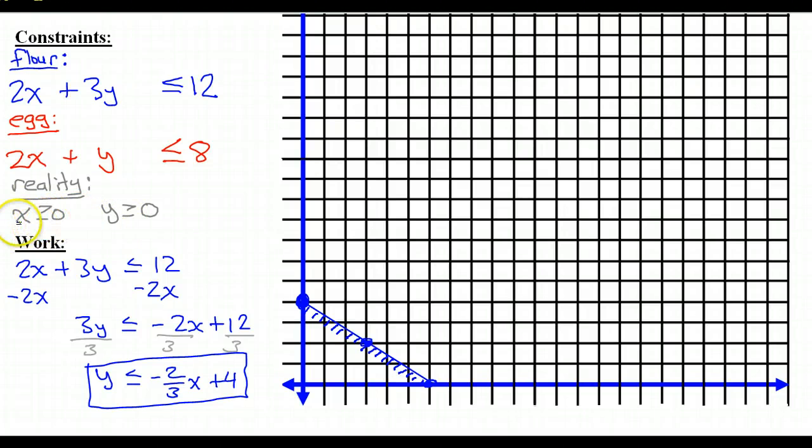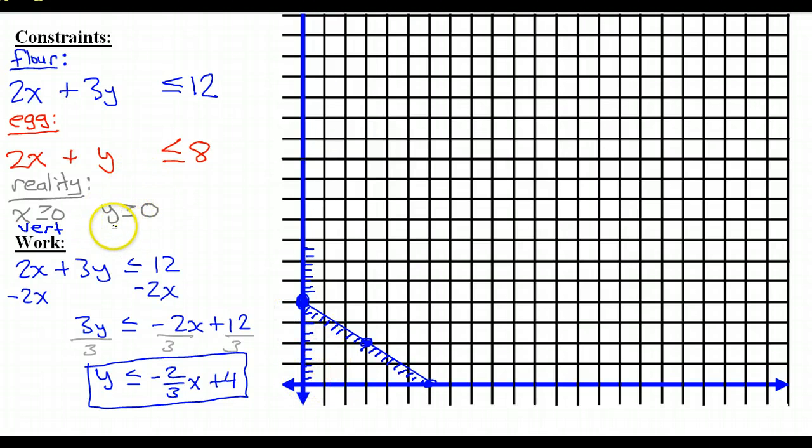Now, because of the reality constraints, we might as well talk about that. The reality constraints, x equals 0, remember this would be a vertical line. So this is x equals 0 right here. And because we have to be greater than that, that just means we need to stay positive. Okay, so we have to stay on this side of the line.